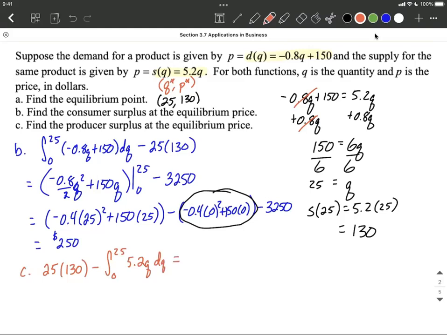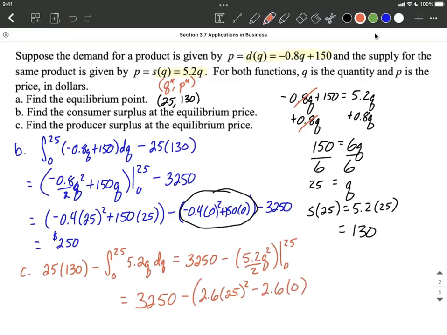Now this still works out to be 3250 as 25 times 130. Now minus 5.2Q to the second power, and then we divide by our new exponent, evaluated between 0 and 25. So 3250 minus 2.6, 5.2 divided by 2, and then we'll evaluate at our upper bound, subtract away that 2.6 evaluated at our lower bound as we fill that 0 in as well.